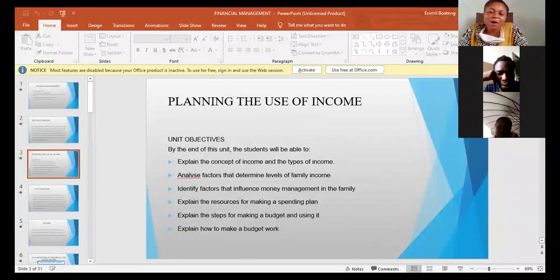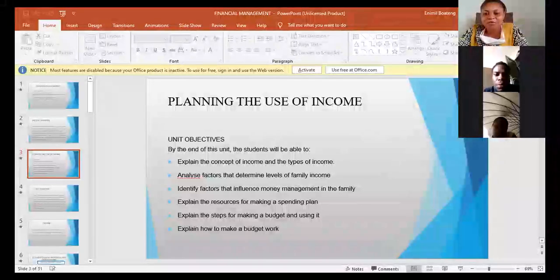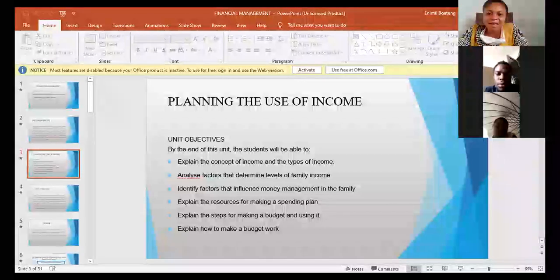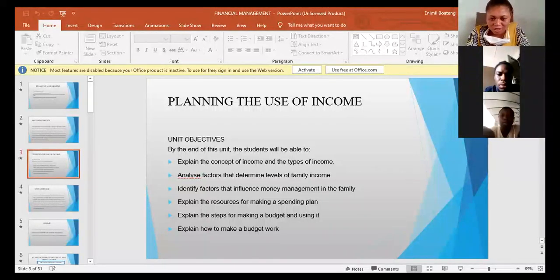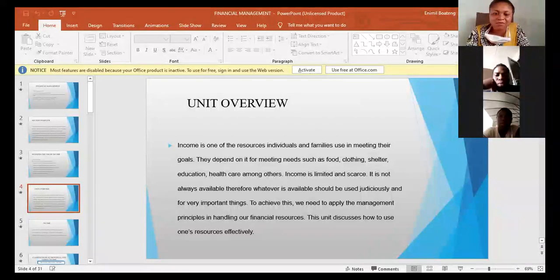So for today, we are going to look at planning the use of income and the objectives of the section we have just looked at. By the end of this unit, you should be able to explain the concept of income and the types of income, analyze factors that determine levels of family income, and identify factors that influence money management in the family. You should also explain the resources for making a spending plan, explain the steps for making a budget and using it, and explain how to make a budget work. So that is our objective for this.